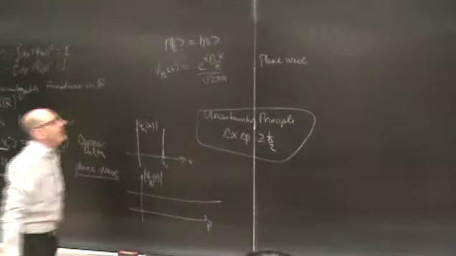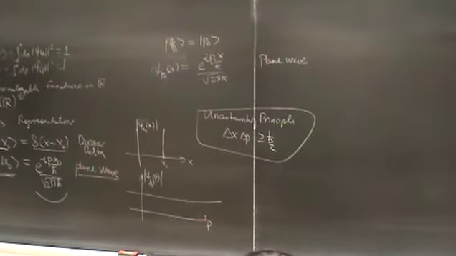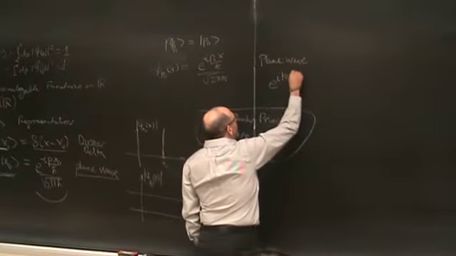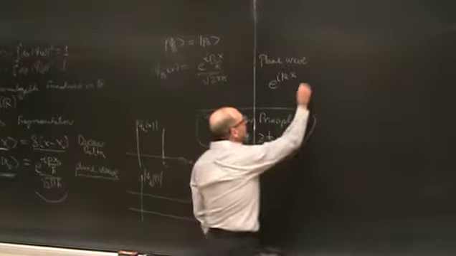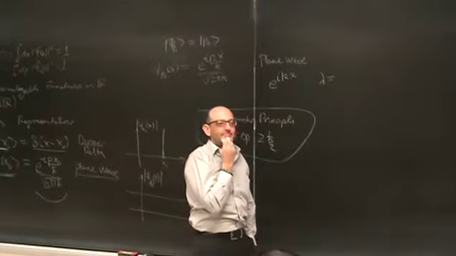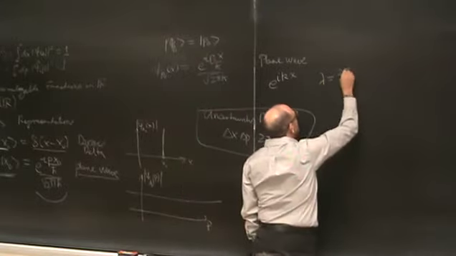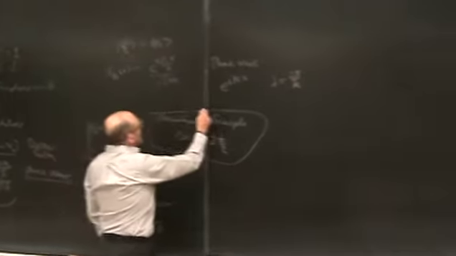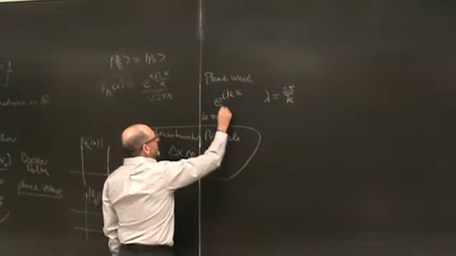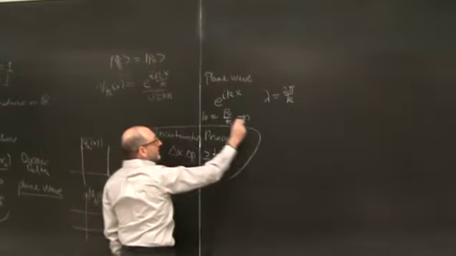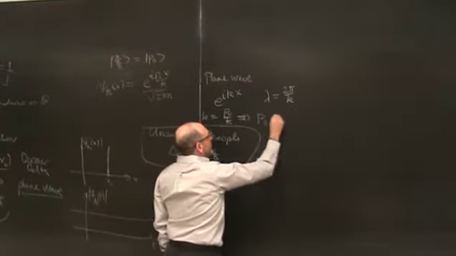By the way, what is the wavelength of this plane wave? Usually we write a plane wave as e to the i k x. And how is the wavelength related to k? 2 pi over k, thank you very much. Right? And in this case, k is p naught over h bar. That is to say, p naught is h bar k.